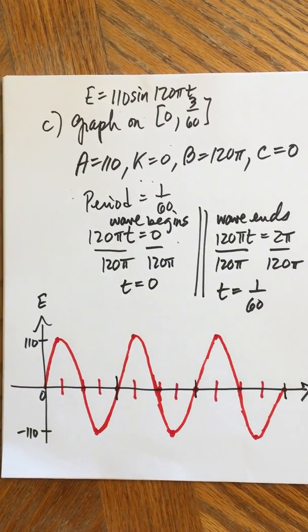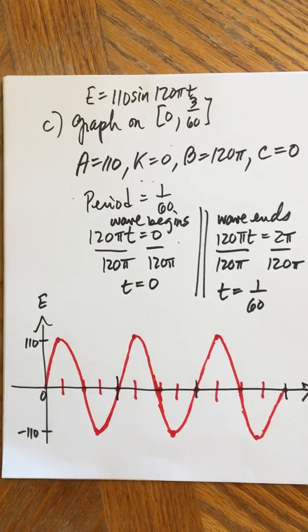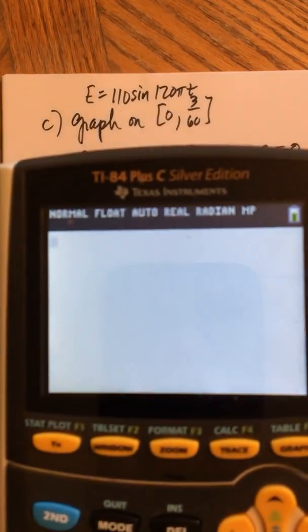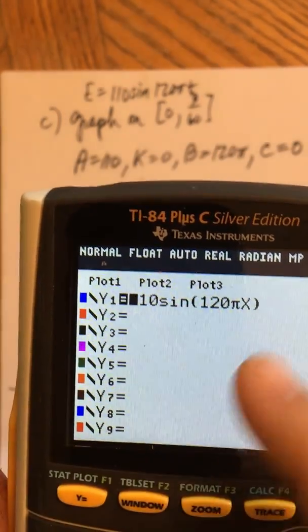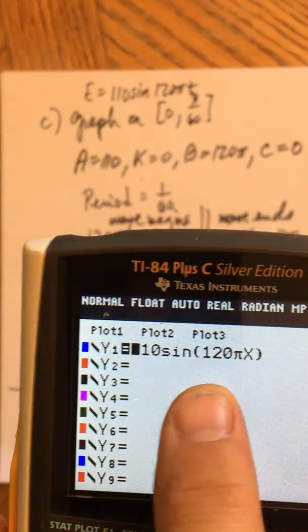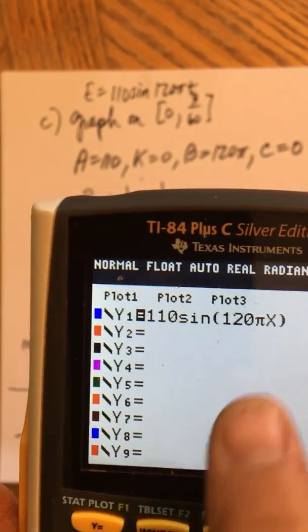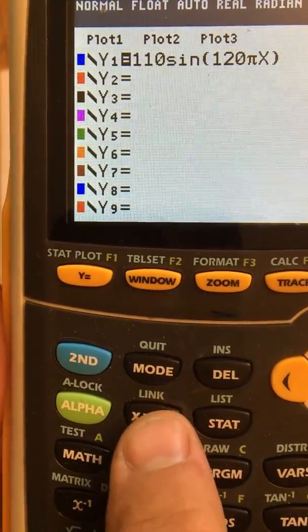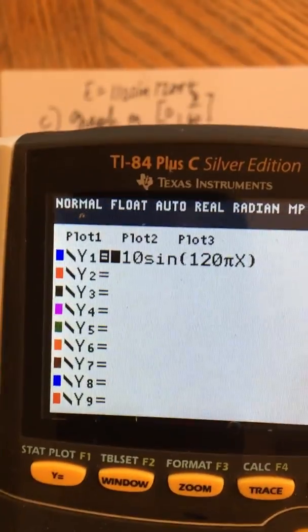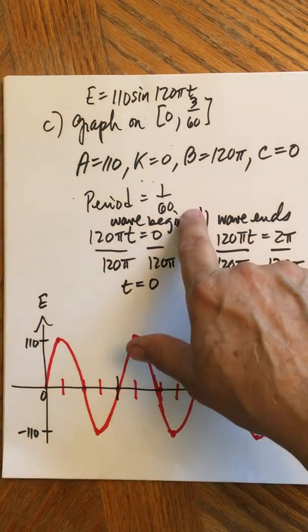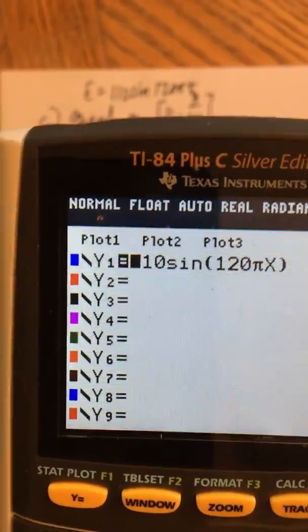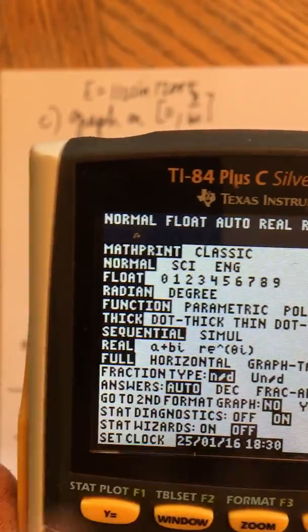Let me just show you on the calculator what that would look like. Let's see if I can get a good view here. So you would want to go to y equals, turn off any plots, and then put in the equation 110 sine of 120 pi x. So the x is right there. You'd want to make sure you were in radians, because remember these numbers like 1 over 60 and time is in seconds. That's going to be in radians, it's not degrees. So you want to make sure you're in radian mode.